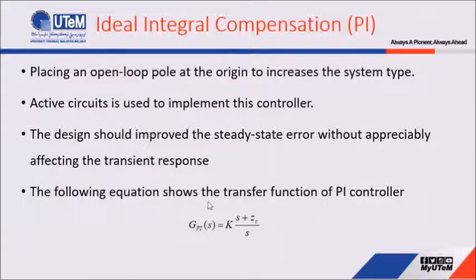The following equation represents the transfer function for the PI controller, where G_PI means the transfer function for the PI controller in the S domain, equal to K, the gain, times (S plus Zc) divided by S. As you can see in this equation, we put in the integrator, 1 over S. Based on this equation, we put one pole at the origin, and then we put another zero close to the origin, so that it can maintain the performance in terms of transients.